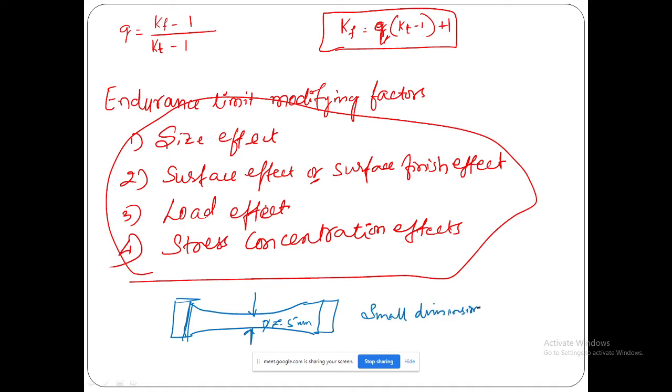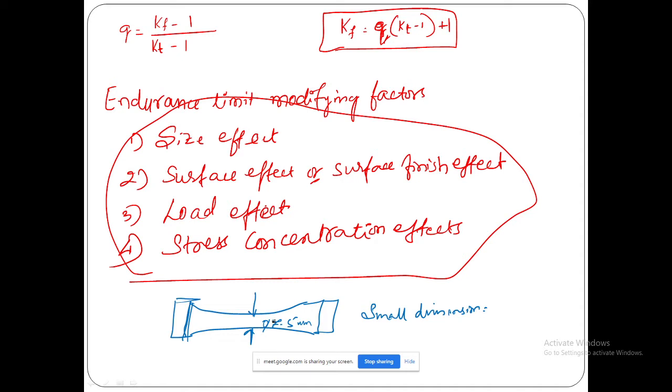Now for small dimensions, you can get it that it may have a lesser amount of flaws or defects. That means the quantity of defects or flaws, the amount of blowholes which are going to be in the specimens, is very low.